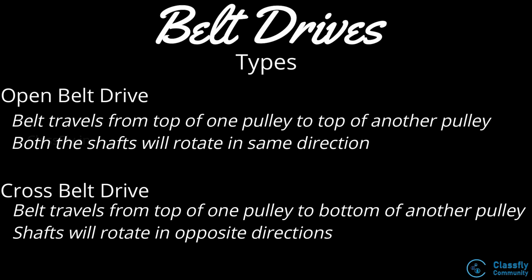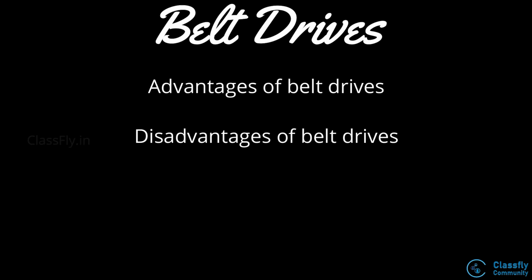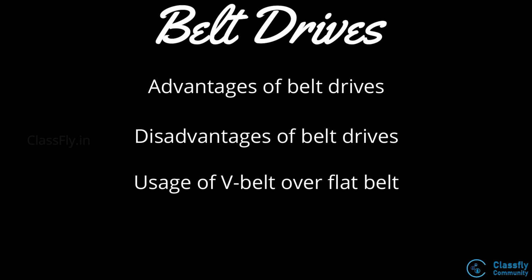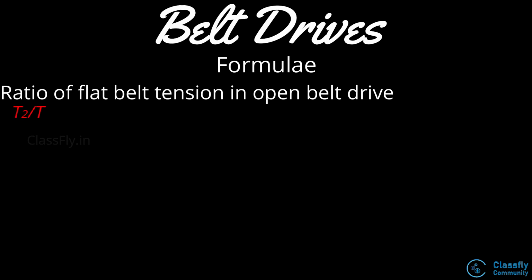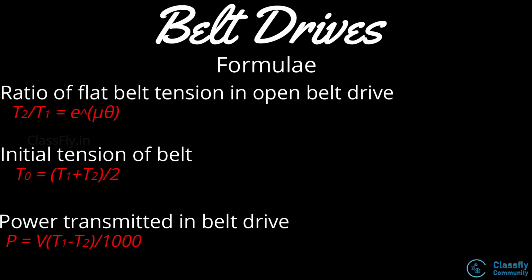Then we derived the expression for the length of the belt, which is used in an open belt drive and in a closed belt drive. Also, we looked into the advantages and disadvantages of the belt drive systems and also the usage of V-belt over the flat belts. Then we looked into some important formulas, that is the ratio of the flat belt tension in an open belt drive, the initial tension of the belt, and the power transmitted in a belt drive. Then we solved numericals based on the concept of belt drives.